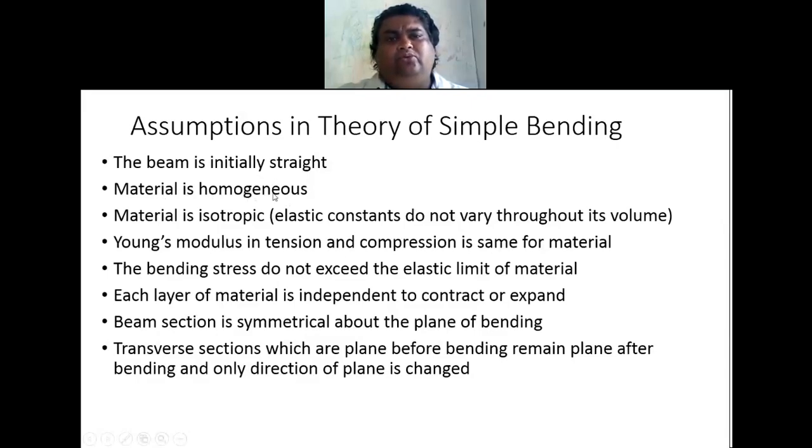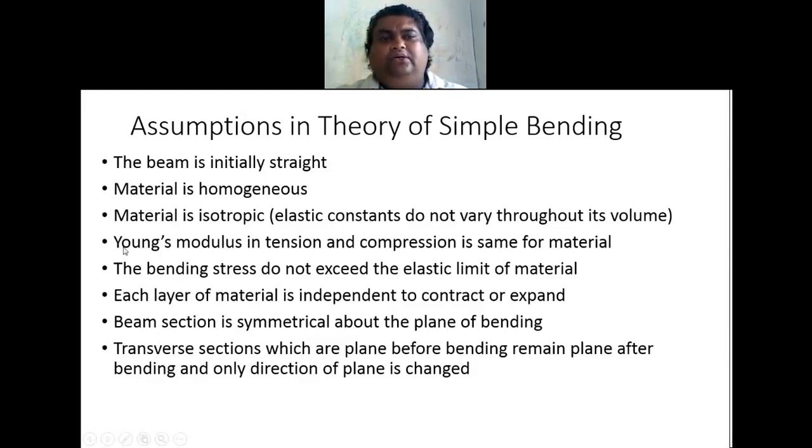Second is material is homogeneous. This never happens, but this is one of the assumptions because without such assumptions, you cannot arrive at any conclusion. So, at every given point in the material, we are assuming that the composition of the material is the same, that is homogeneous. Material is isotropic. Basically, what we are saying is the elastic constants do not vary throughout its volume. So second and third more or less are the same, not much difference is there.